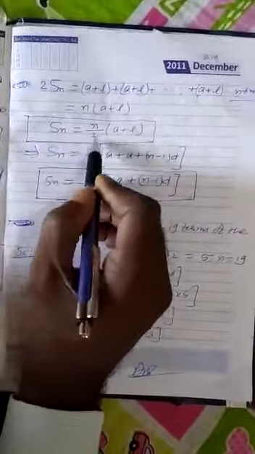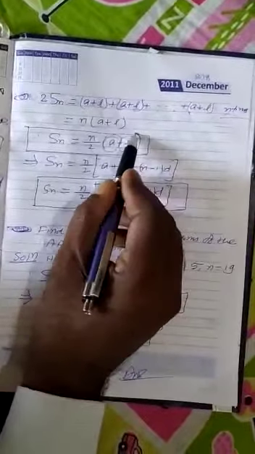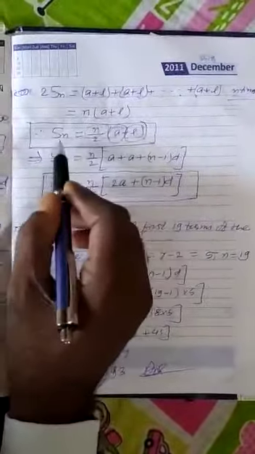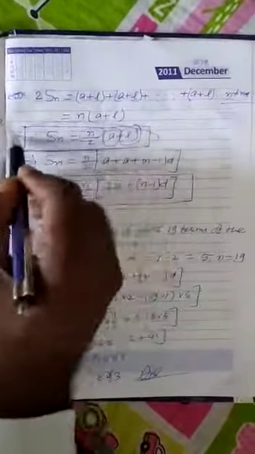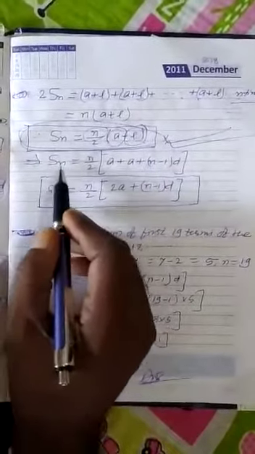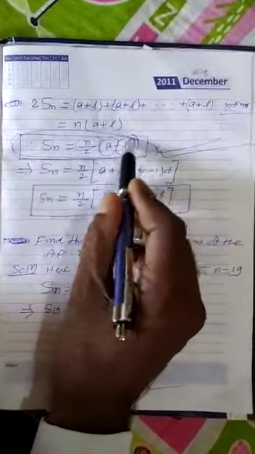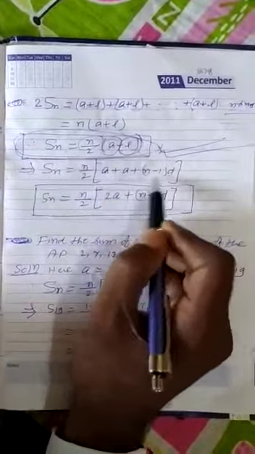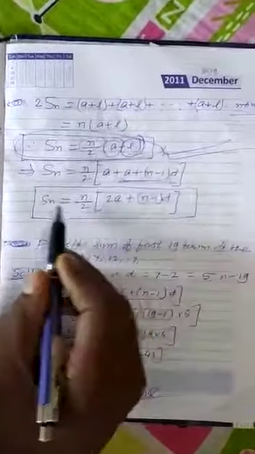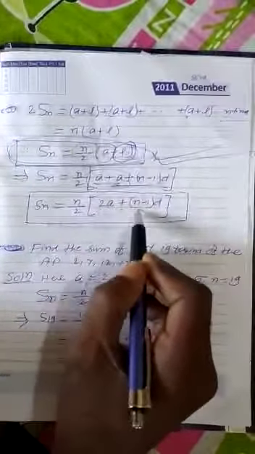Sn is equal to n by 2 (a plus l), where a is the first term, l is the last term, n is the number of terms, Sn is the sum of the n terms. This is a formula. Again, proceeding: Sn is equal to n by 2 (a plus l), and l is equal to a plus (n minus 1) into d, this is a formula for l. So Sn is equal to n by 2 (2a plus (n minus 1) into d).